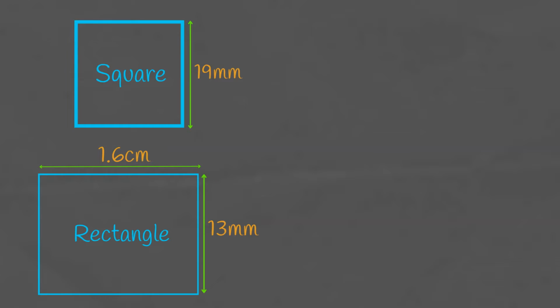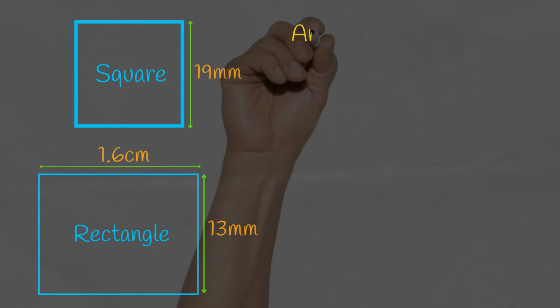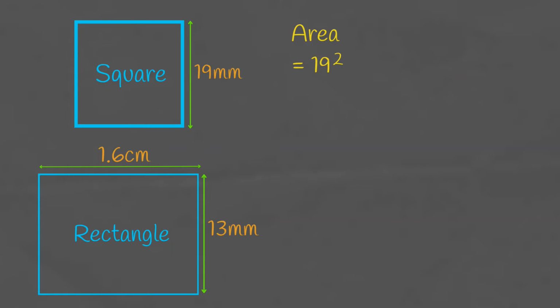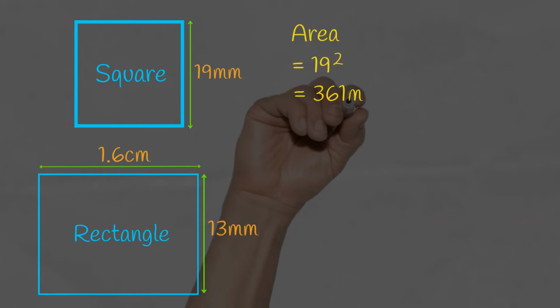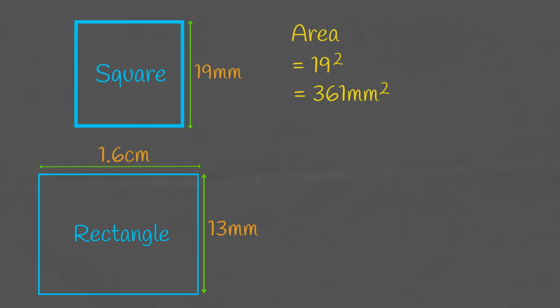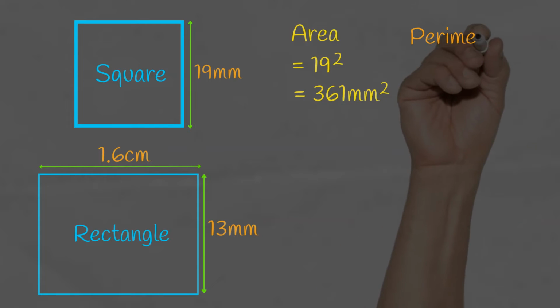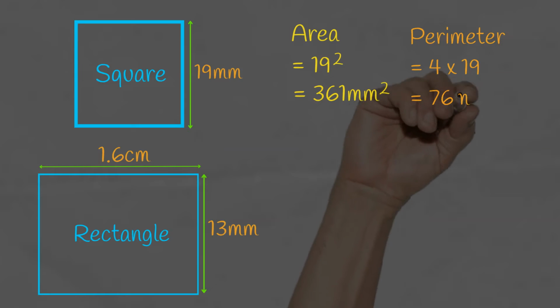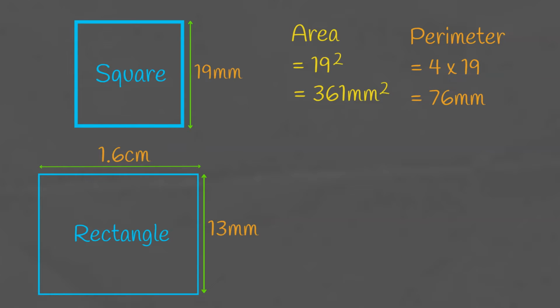Well, for the first shape, we're only given the length of one side, but we are told it's a square, so we know every side is the same length. Therefore, we know the area is 19 squared, or 19 times 19, which is 361 millimeters squared. And because all the sides are the same length in a square, the perimeter is 4 times 19, which is 76 millimeters.